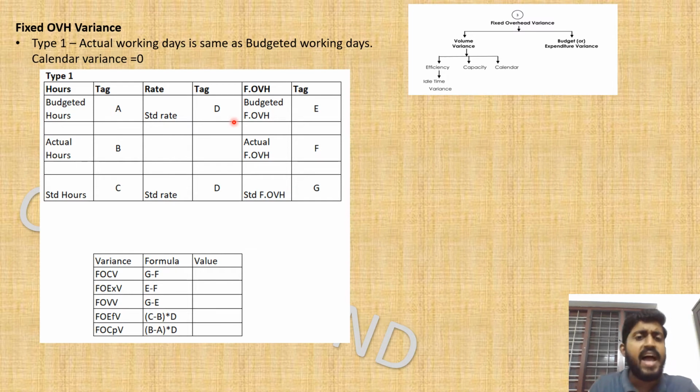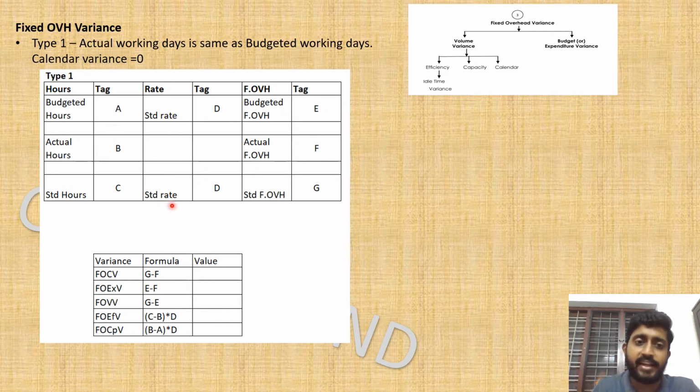Okay. And in the question, the actual fixed overheads will be given directly. Most probably budgeted fixed overheads will also be given in the question, or else no issue. Budgeted hours multiplied by standard rate, so A multiplied by D, will give you E, and C multiplied by D will give you G. Okay, so what is our aim? Any question in which working days are not given, or actual working days and budgeted working days are the same, in that case you will use this matrix.